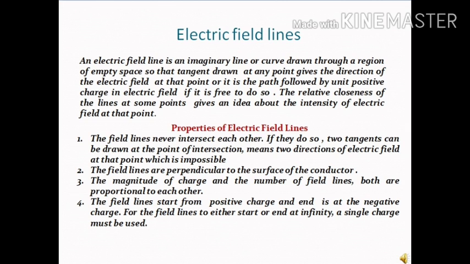The field lines are perpendicular to the surface of the conductor. The magnitude of charge and the number of field lines are proportional to each other. The field lines start from positive charge and end at negative charge. For the field lines to either start or end at infinity, a single charge must be used.